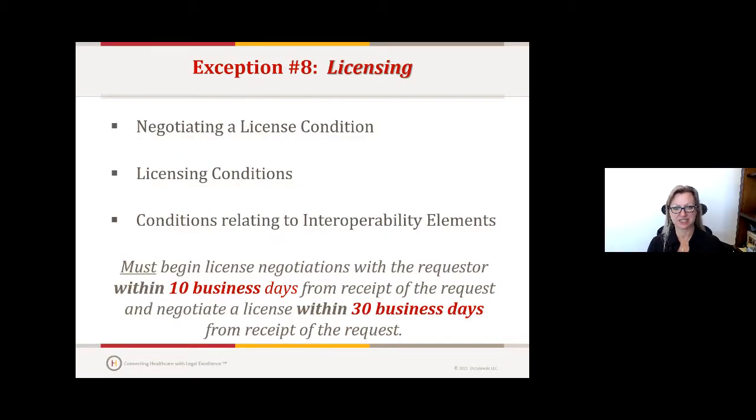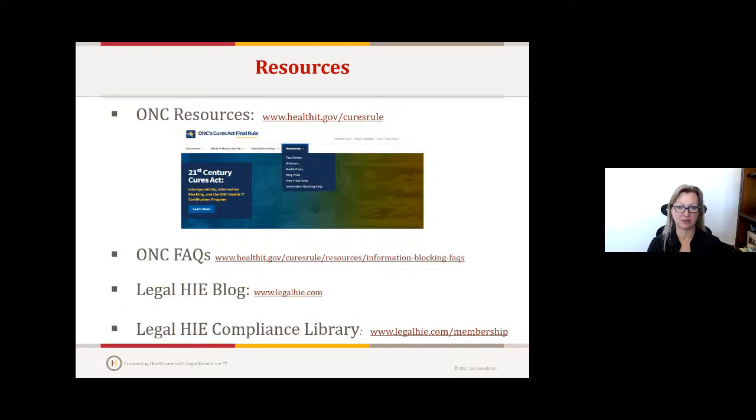And last but not least is the licensing exception, similar to the fees exception. If you have a contract, this would most likely start with your contracting department. Any agreements where there's a licensing arrangement in connection with the access or exchange of electronic health information should probably get routed and blessed by legal to make sure that it fits within this exception and meets the criteria of this exception. Otherwise, a licensing arrangement that doesn't meet the criteria of this exception could potentially implicate the information blocking rule.